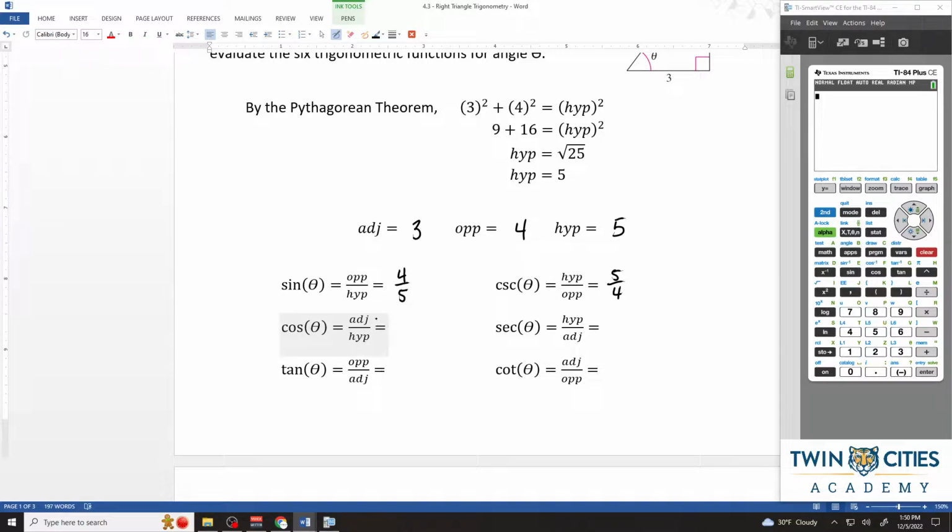Cosine is adjacent over hypotenuse, so this is 3 over 5. And the secant, being the reciprocal of cosine, is going to be 5 over 3. Finally, tangent, opposite over adjacent, so that's 4 over 3. And the cotangent, being the reciprocal, is going to be 3 over 4.